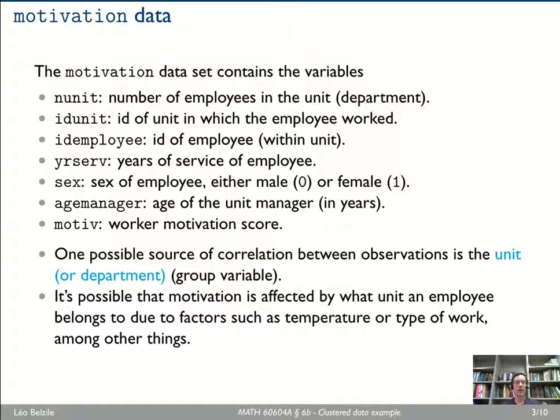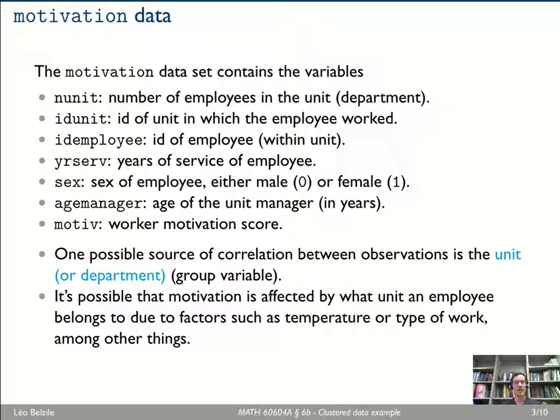There's the ID of the employee. If there are 9 people in your group, there's person 1, 2, 3, 4, 5, 6, 7, 8, 9, but that's also arbitrary. Then the number of years of service, and sex, which is binary: men is 0 and women is 1. The age of the manager, that's a common manager for each unit, so that's going to be fixed. And finally, our response, which is the motivation score.